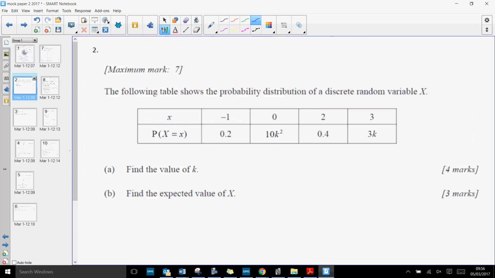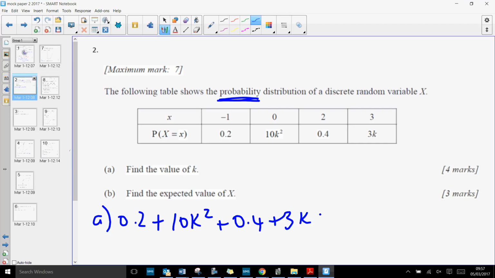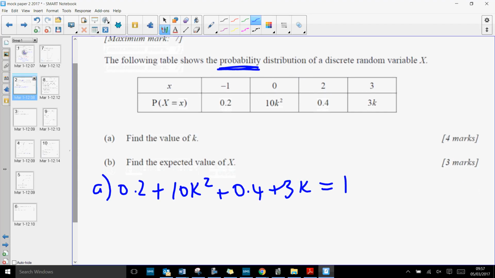Next one. Okay, so this is where you were given the help for part B. You shouldn't have needed any help for part A. We're talking about probabilities. We know that probabilities have to add to 1. Therefore, for part A, 0.2 plus 10k squared plus 0.4 plus 3k has to equal 1. So 10k squared plus 3k, plus 0.2 plus 0.4 is 0.6, and then we have to equate it to 0. So that's minus 0.4 equals 0.